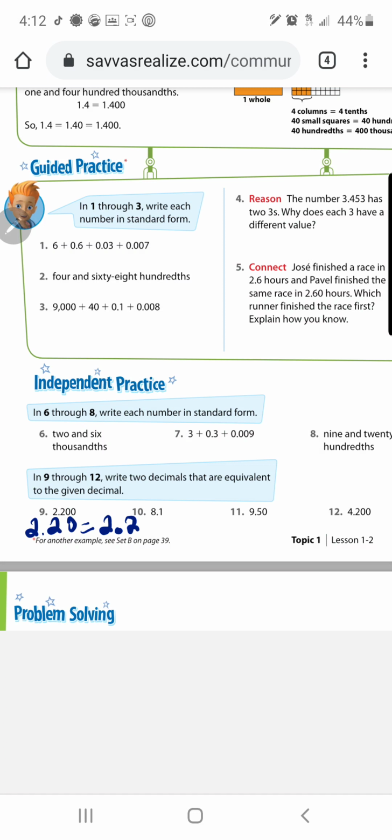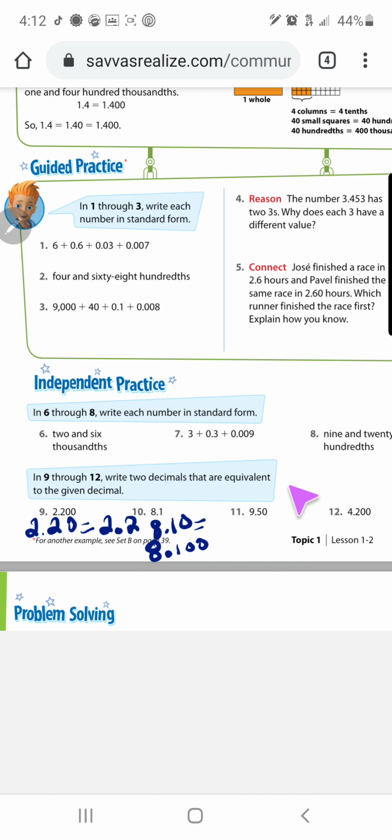In the video that I added in today's assignment for August the 31st, you'll see a video that discusses using blocks to explain the value of decimals. Hopefully that will help. In number 10, you've got 8 and 1/10. All you have to do is just add extra zeros: 8.10 or 8 and 10 hundredths, and that is also equal to 8 and 100 thousandths.